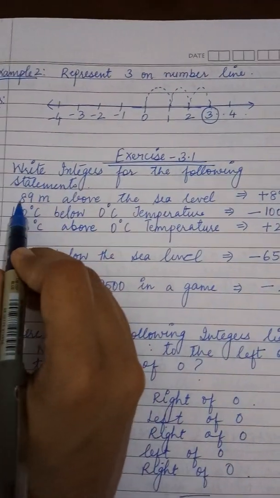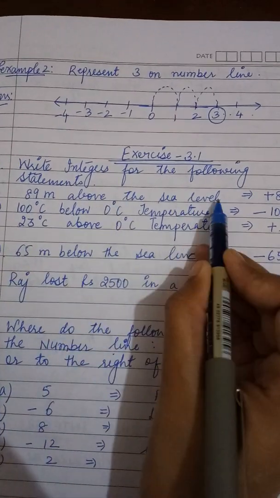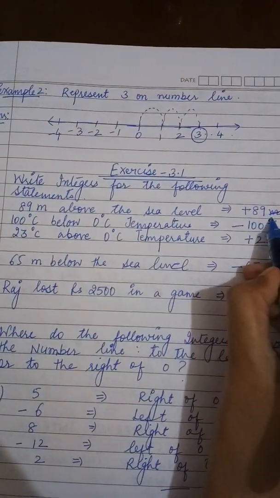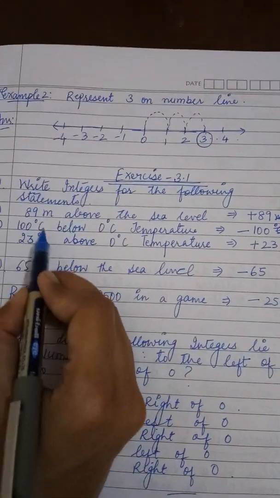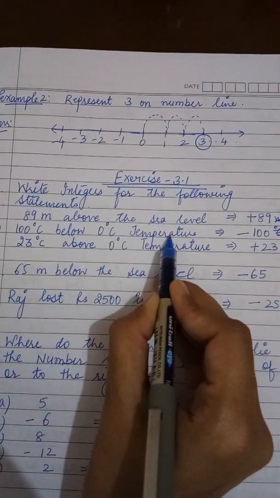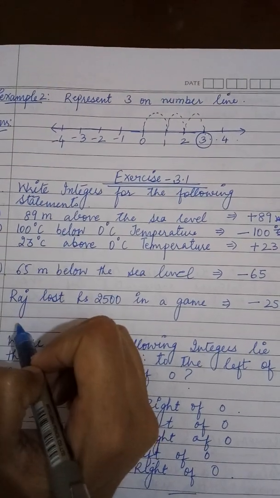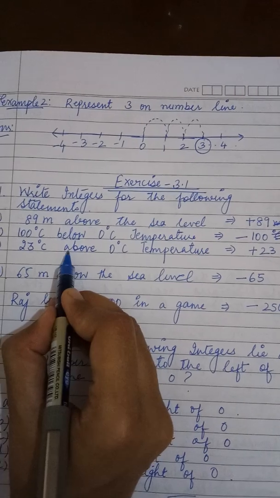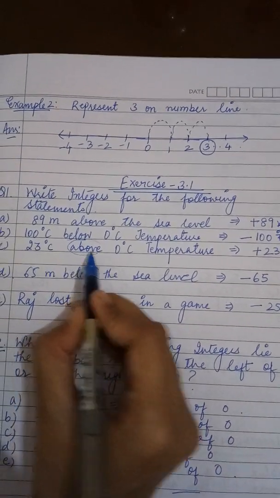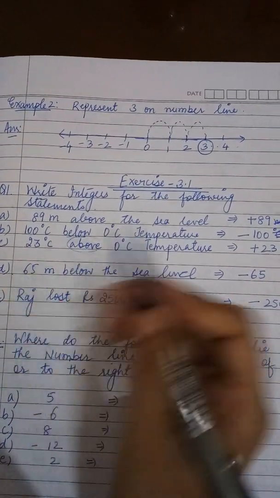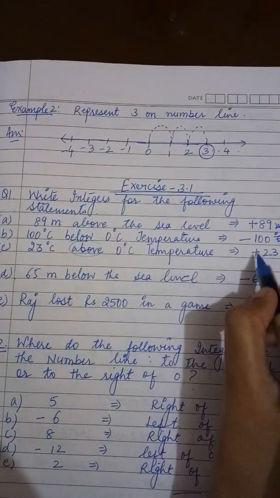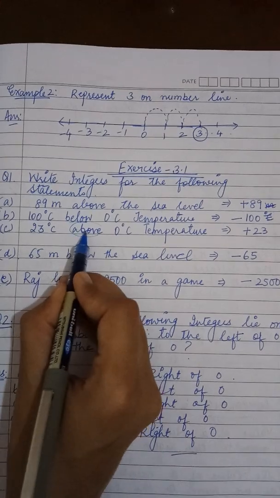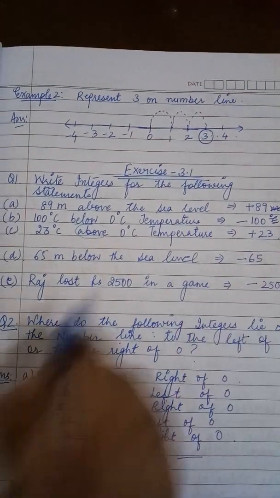Okay, if I am saying 89 meters above the sea level, above means I am talking about positive, so it will be +89. Next is 100 degrees Celsius below 0 degree temperature. Below means a negative sign is there, so I place here -100. 23 degrees Celsius above, above means plus, so positive, so I am going to write here +23.